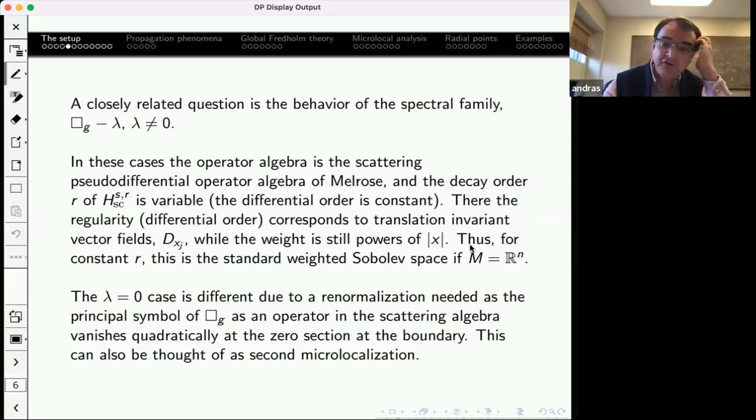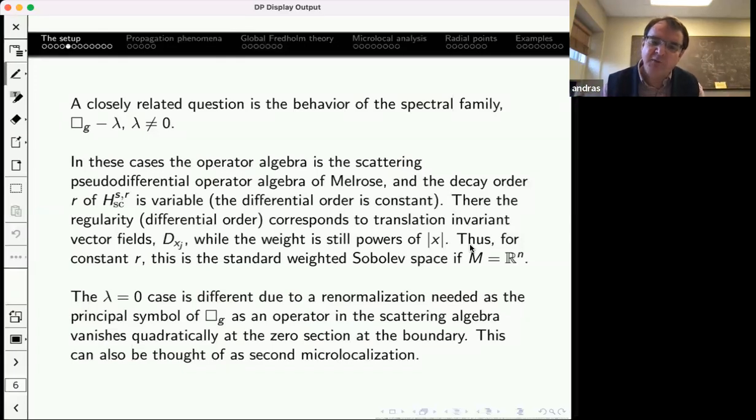Okay. So now the other thing that this slide said that I should reiterate is that one of these two orders will be a function on the phase space. So in this lambda not equal to 0 case, it's going to be the decay order that's actually variable. In the previous case, it's the differential order that's variable, and it corresponds to the different frequency scaling that these two spaces use. Okay, and so basically the reason why the lambda equals 0 case is different is because you have to use a renormalization.